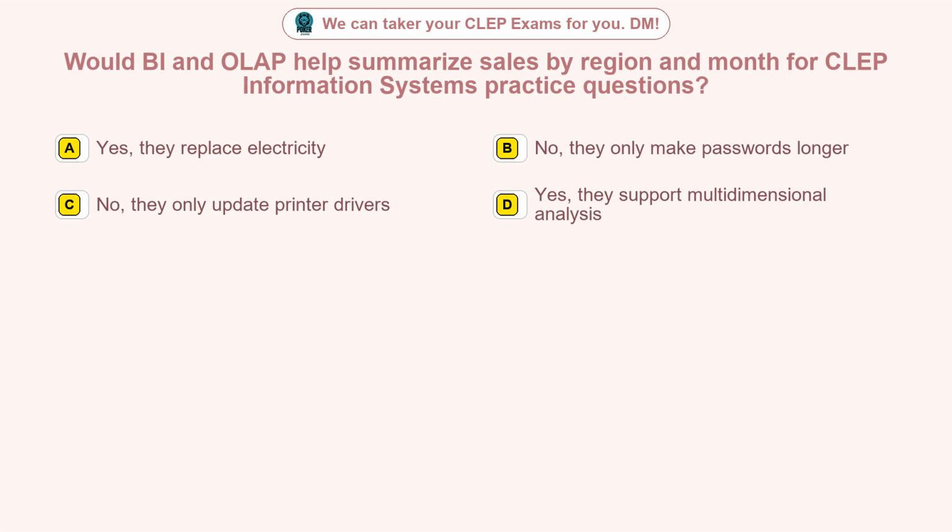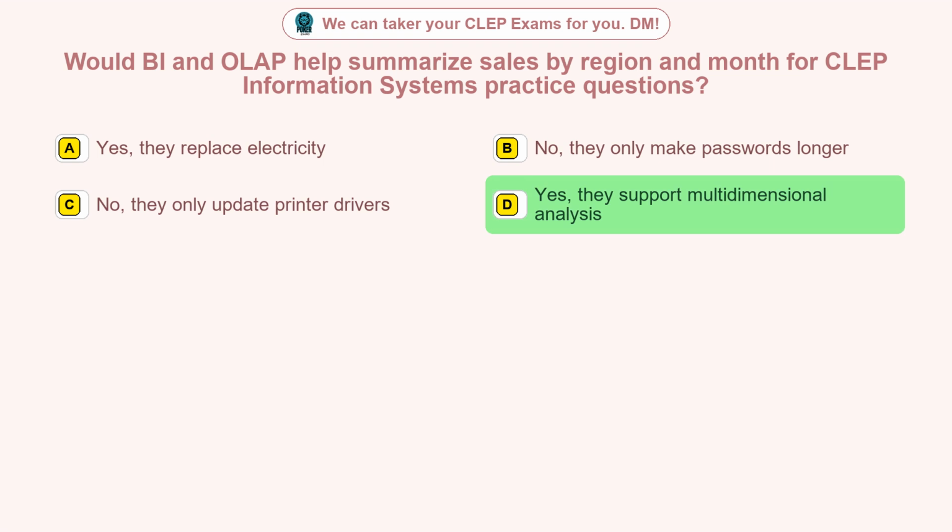Question 9. Would BI and OLAP help summarize sales by region and month for CLEP Information Systems practice questions? Option A. Yes, they replace electricity. Option B. No, they only make passwords longer. Option C. No, they only update printer drivers. Option D. Yes, they support multidimensional analysis.